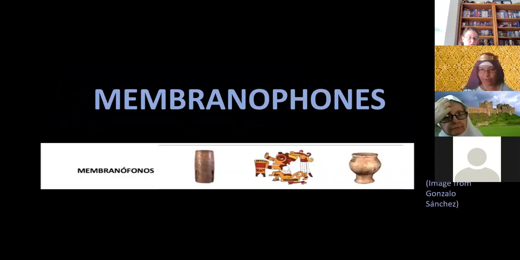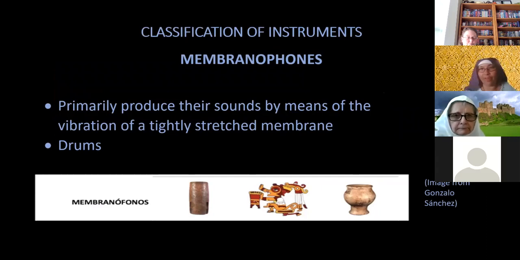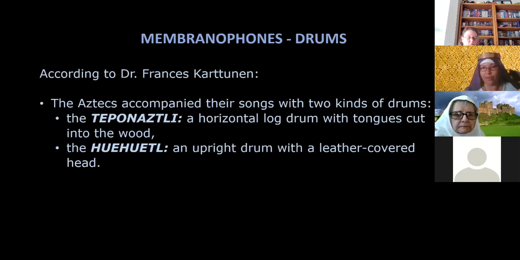So as I said before, now we're going to talk about the membrophones, the drums. Just to remember, the membrophones primarily produce their sound by means of the vibration of a tightly stretched membrane. And as I said before, the example is drums. According to Cartunen, the Aztecs accompanied their songs with two kinds of drums. The teponaztli, which is a horizontal long drum with tongues cut into the wood, and the huehuetl, an upright drum with a leather-covered head.